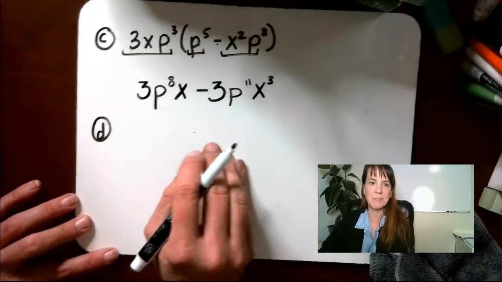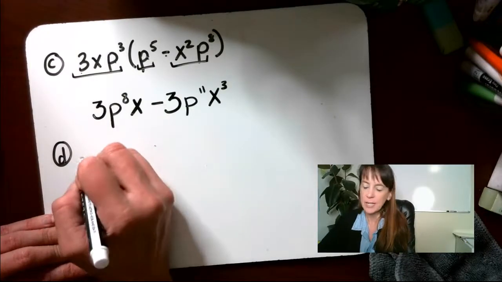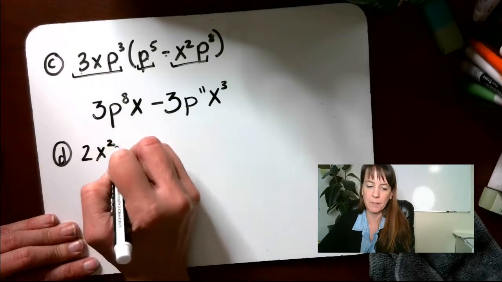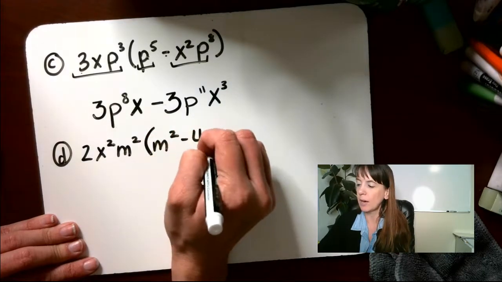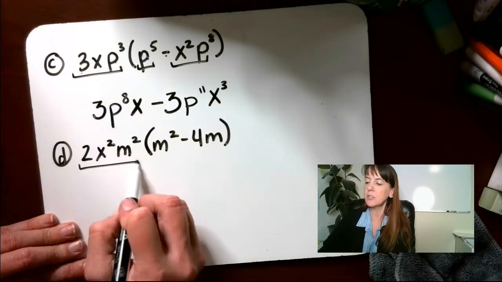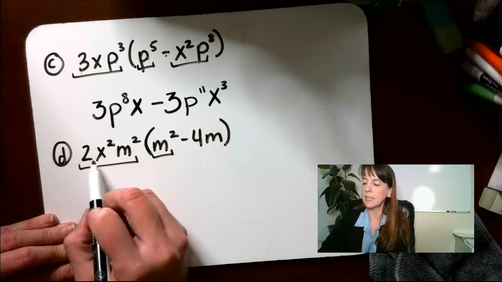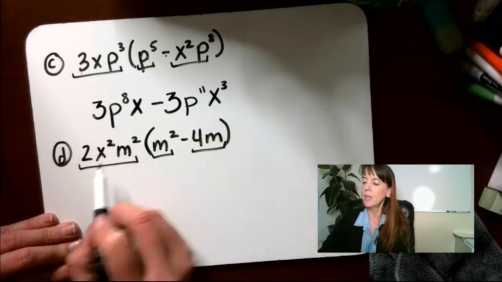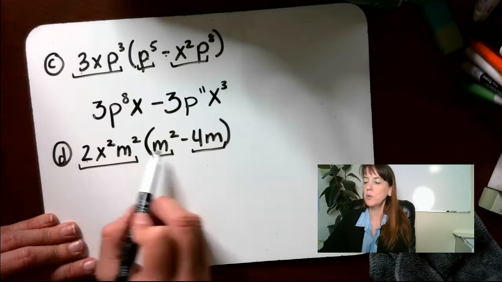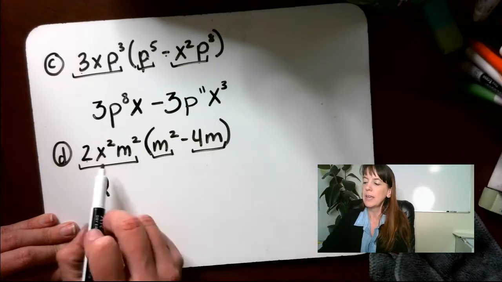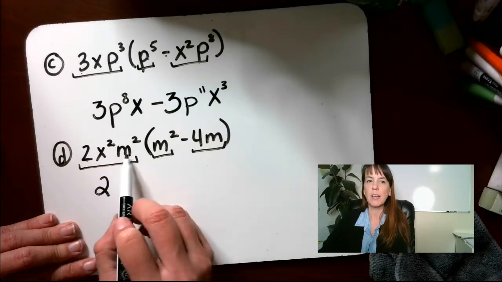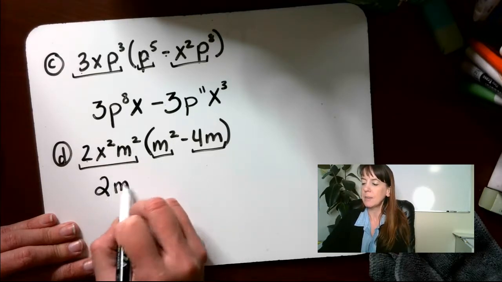Now we're on to D. All right, for D, guys, we're gonna do 2x squared, m squared minus 4m. All right, again, we're gonna take this chunk and multiply it by this chunk. Then we're gonna take that chunk and multiply it by this chunk. So dealing with our numbers first, 2 and the coefficient here is a 1, so nothing changes, just 2. Then we're going to deal with our letters in alphabetical order. I have m and m. That's m to the 4th.